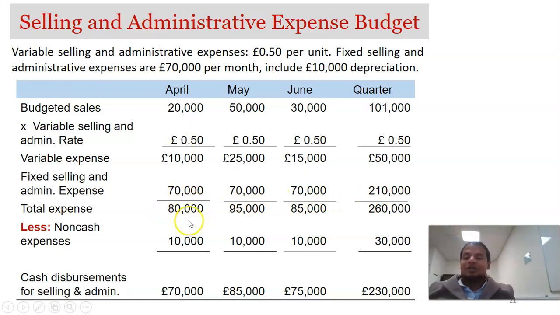Add this, and then you will get the total amount of selling and administrative expense or overhead, and deduct the non-cash, that is depreciation. And then we will get the amount that we require to pay for selling and administrative expense. So this is the total amount that we need to consider as expense for the organization that we need to put in the income statement. But for cash budget, we need these figures, as the previous one.